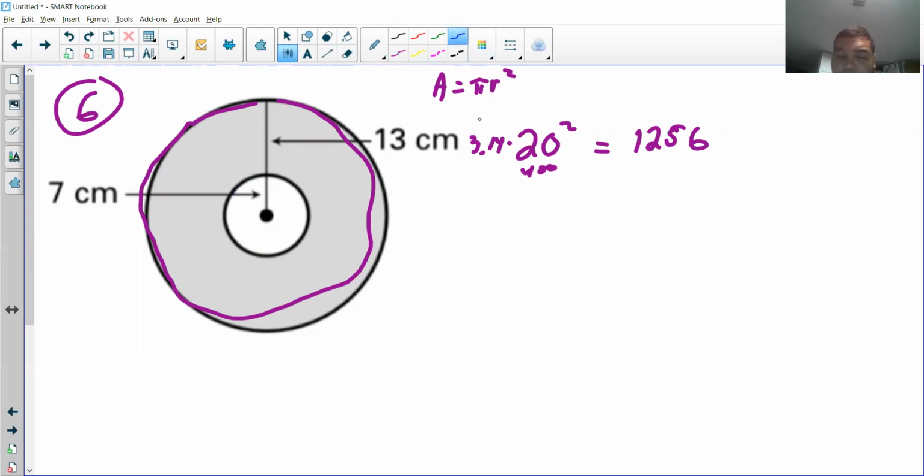Okay, so I got the bigger shape. The smaller shape in this case, which is another circle, kind of looks like a donut in this case, is 7 centimeters. So that means the radius here is only 7 because it's only this piece, not the bigger piece, just the smaller piece on the inside. So 3.14 times 7 squared. And 7 squared is 49.